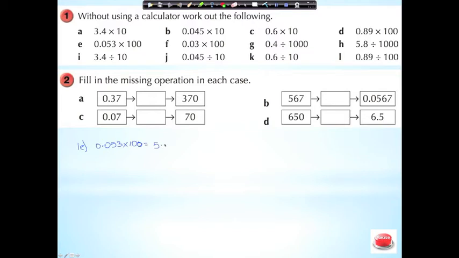So we're going to have 5.3. Everything's moved 2 digits. The 5 moves 2 places, the 3 moves 2 places, so it'll be 5.3.